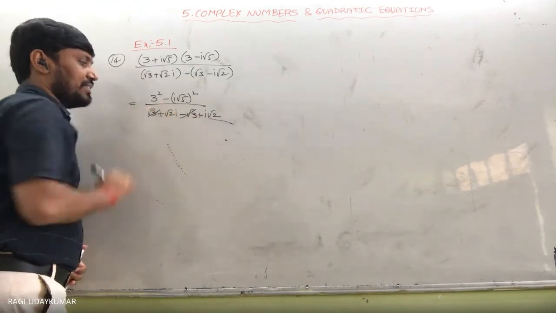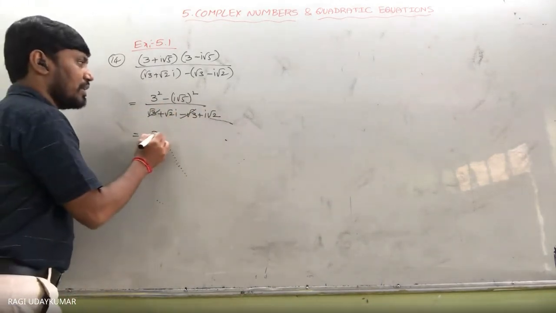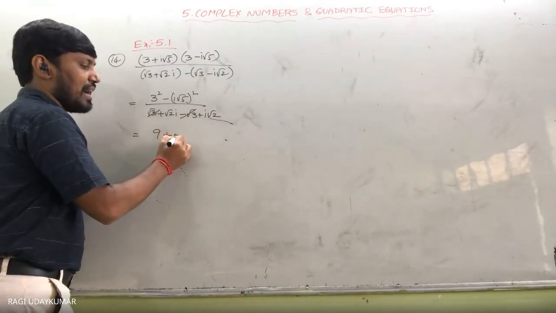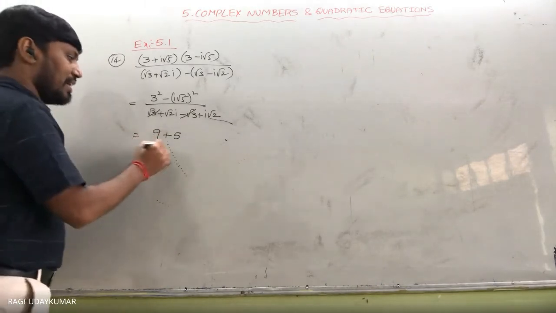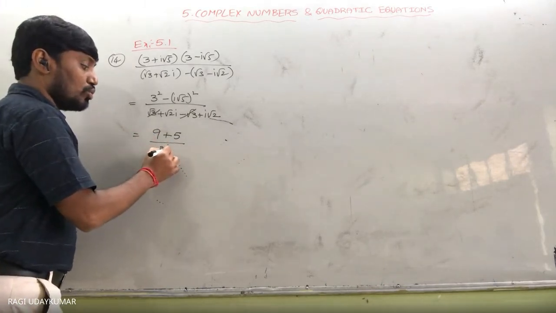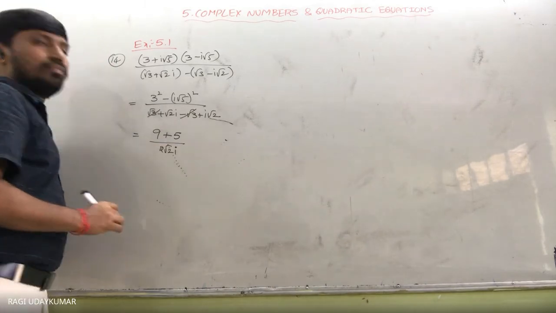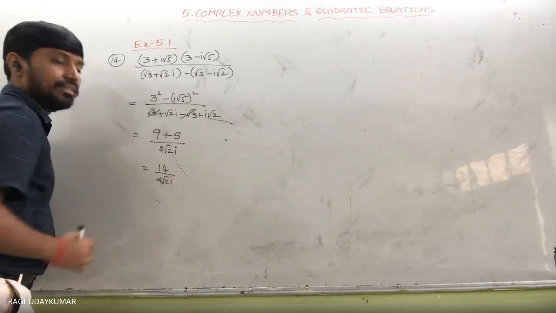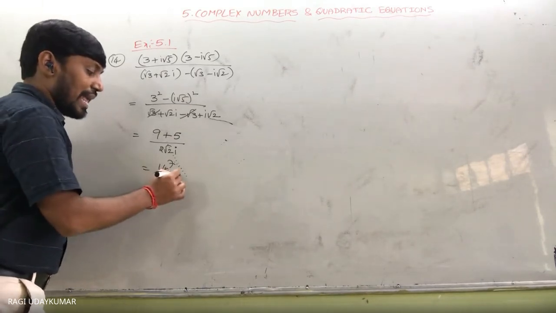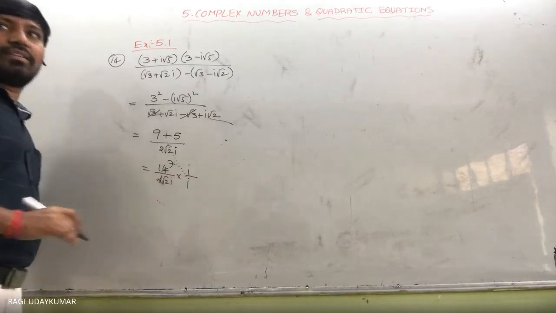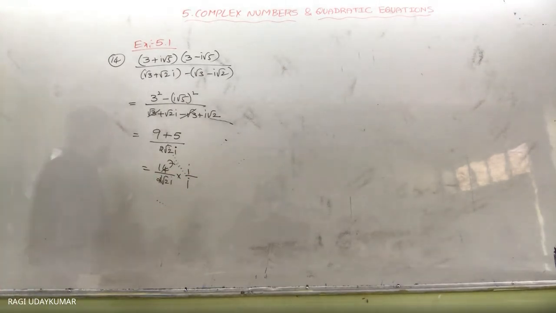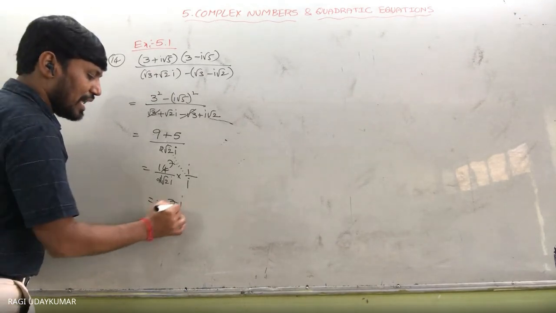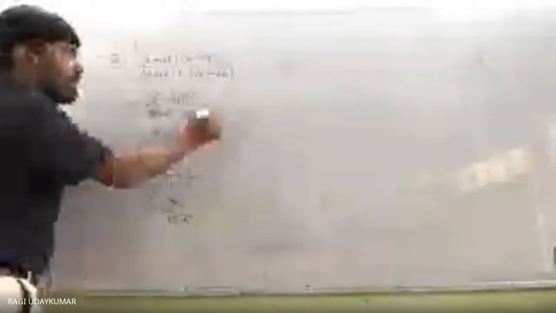Root 3 plus root 2i minus root 3 plus i root 2, these two cancel. In the numerator we get 3 square value 9 plus 5, divided by 2 root 2i. What do you get here? 14 by 2 root 2i. 2 ones are 2, 1. And we multiply i in the numerator and denominator. Why? Because there should not be i in the denominator. So what do you get here? 7i by root 2 into i square.